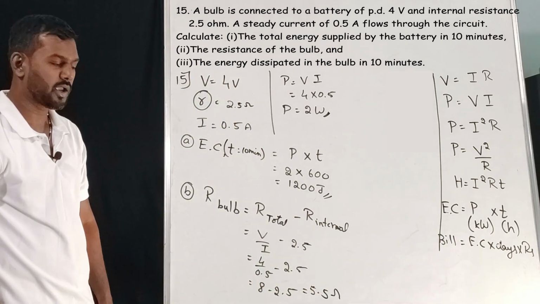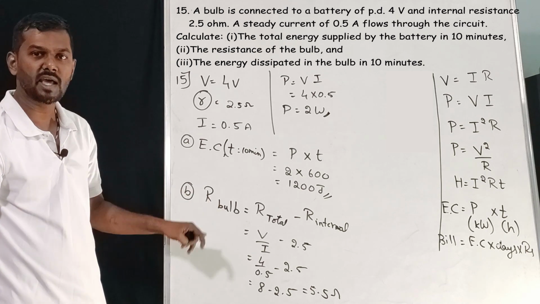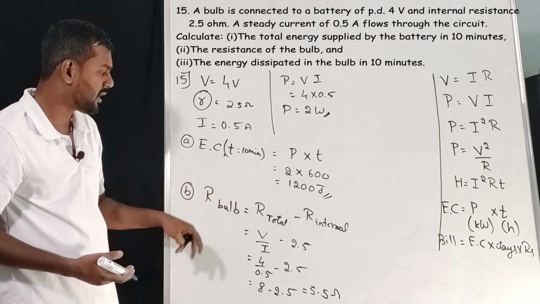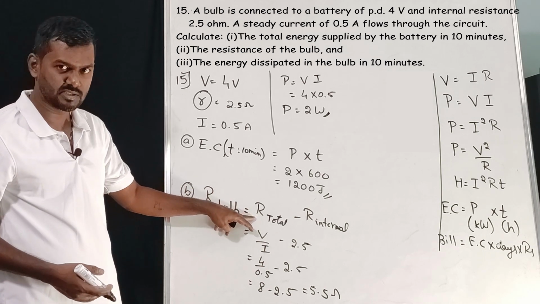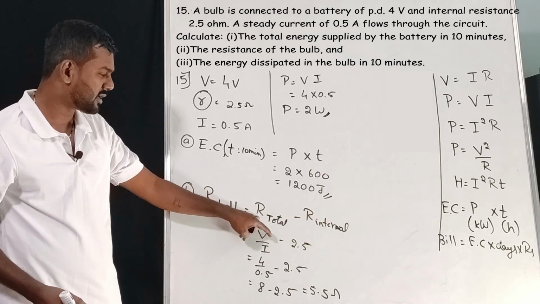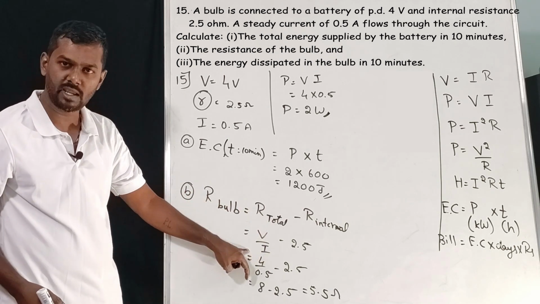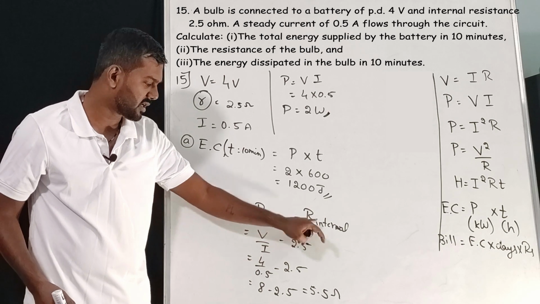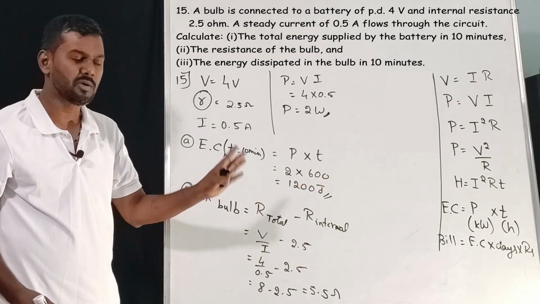That's it. Okay, you understood? See, whenever they ask particular resistance, okay, about resistance in bulb like that, we have to find the total resistance of the circuit, subtract internal resistance. Okay, now total resistance, how we can find it? Using V and I. Using those two we can find resistance. That resistance minus internal resistance will give us the resistance of the bulb.